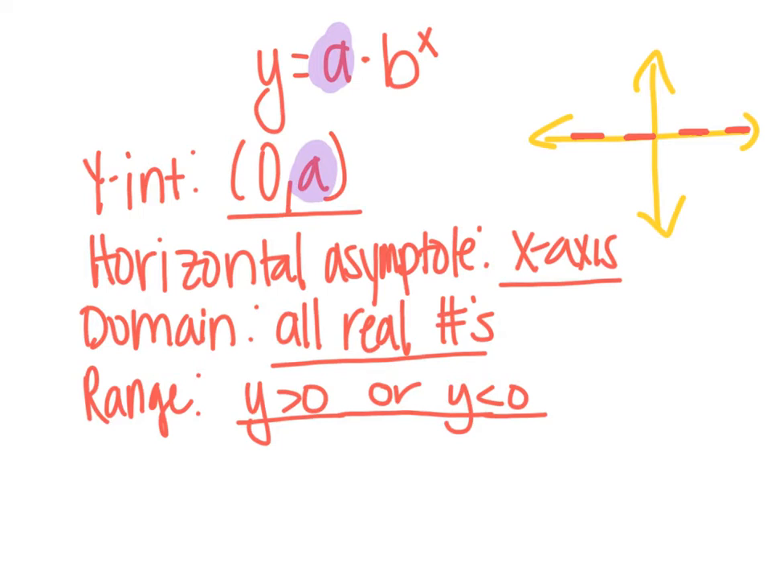My domain is always all real numbers, and my range is either y's are greater than 0 or y's are less than 0. It depends on if my b is positive or if my b value is negative. If b is negative, that means my graph is going to go on the bottom of the x-axis. If b is positive, my graph is going to be above the x-axis.